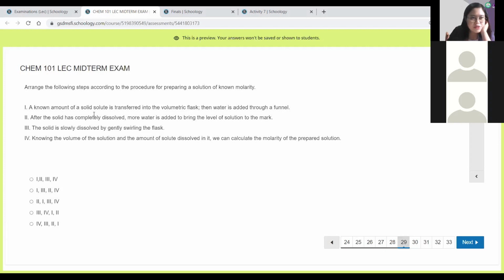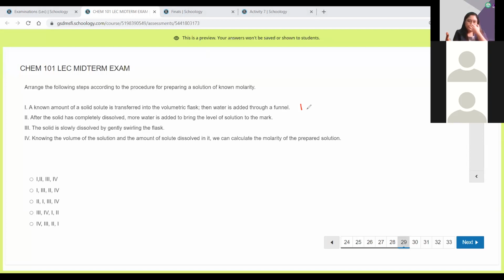Next, arrange the following steps according to the procedure for preparing a solution of known molarity. Let's read. A known amount of a solid solute is transferred into the volumetric flask. Then water is added through a funnel. Where should we start? Remember when we are doing standardization, when you want to know the molarity of your solution, you will start with this one. Let me write on the screen, it's difficult for me if I will not write on the screen. You will start here. You have to first measure an amount of solid, dissolve it in your solvent and transfer it in a volumetric flask.